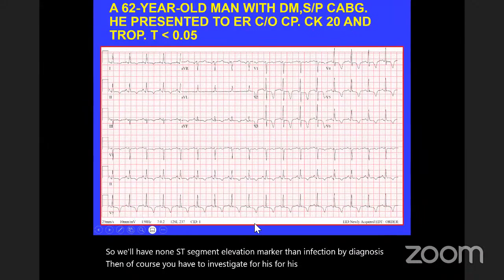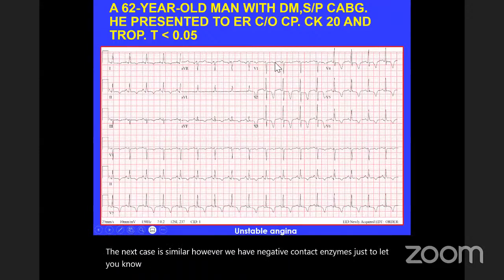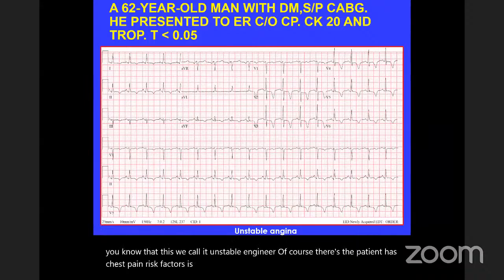The next case is similar. However, we have negative cardiac enzymes. Just to let you know, we call this unstable angina, of course. So if the patient has chest pain and risk factors are there, even if the enzymes are negative, we still should treat as acute coronary syndrome, and this would be unstable angina.